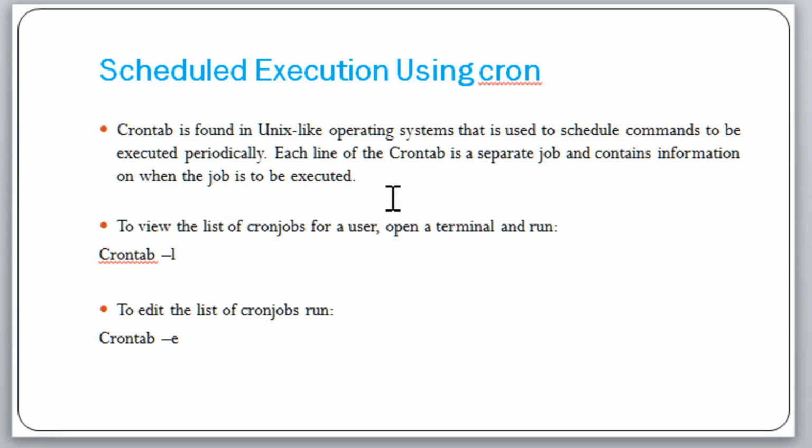So let's look at scheduling execution using cron. This is one way to keep the resource usage low on your machine. You can schedule jobs using cron. Crontab is found in Unix-like operating systems and is used to schedule commands to be executed periodically. Each line of the crontab is a separate job and contains information on when the job is to be executed. To view the list of cron jobs for a user, open the terminal and run crontab -l. To edit the list of cron jobs, run crontab -e.